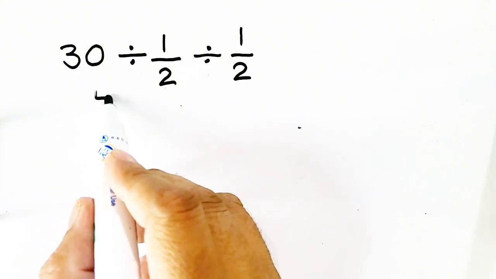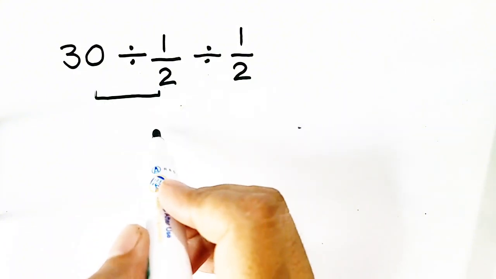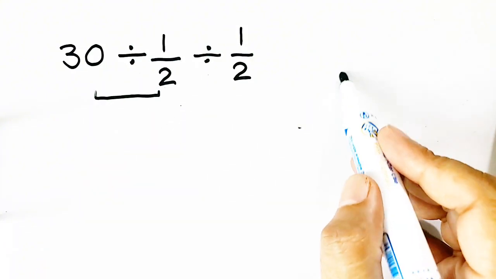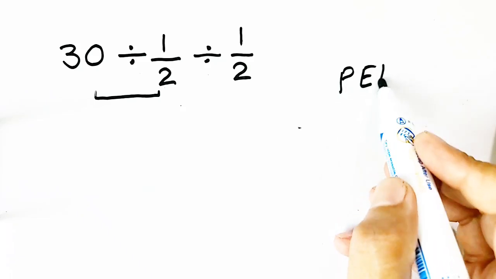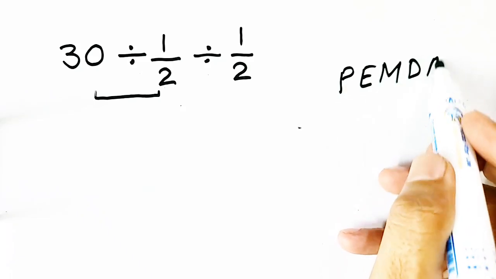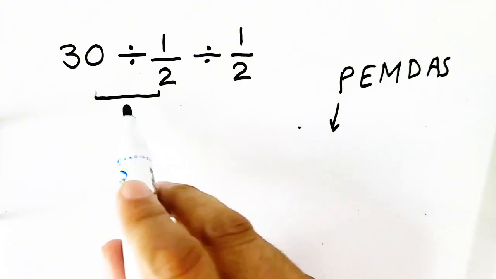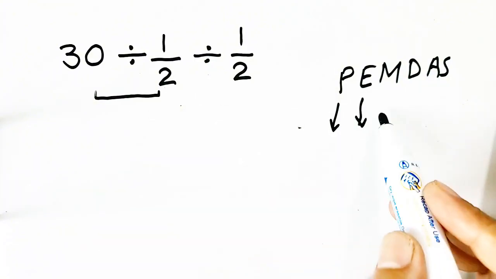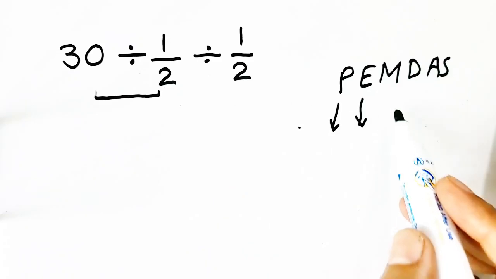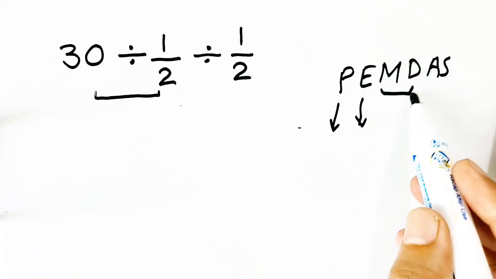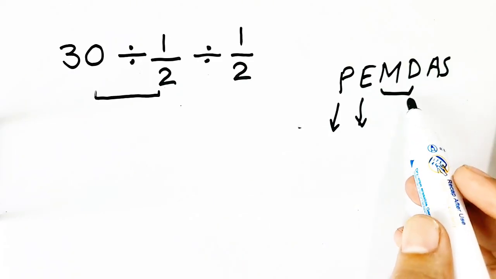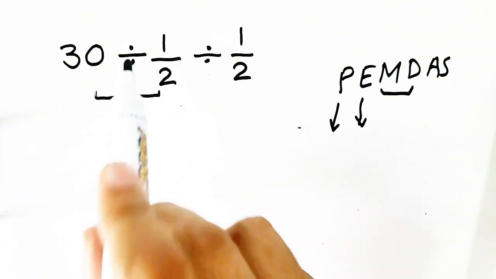So first of all, we will solve 30 divided by 1 by 2 because according to the PEMDAS principle, first solve parentheses, which is not included in this question. Exponent is also not included in this question. Then multiplication and division both have the same priority. Division will be performed first.